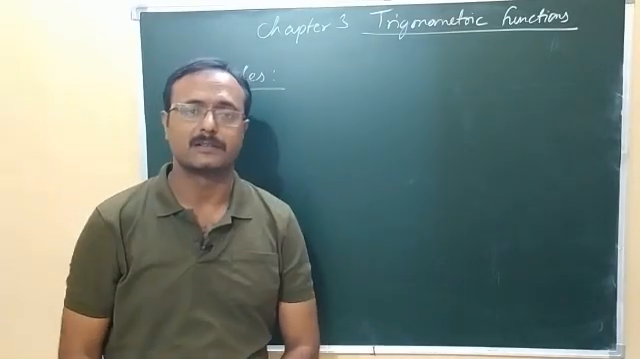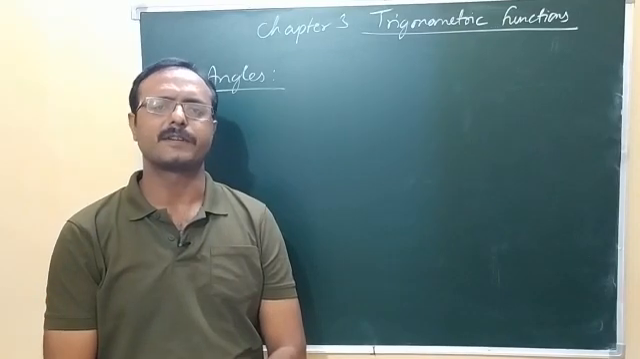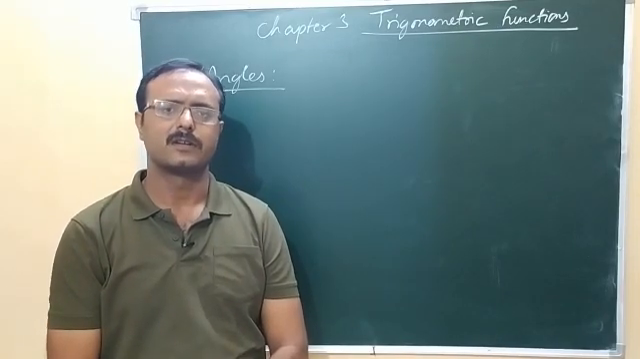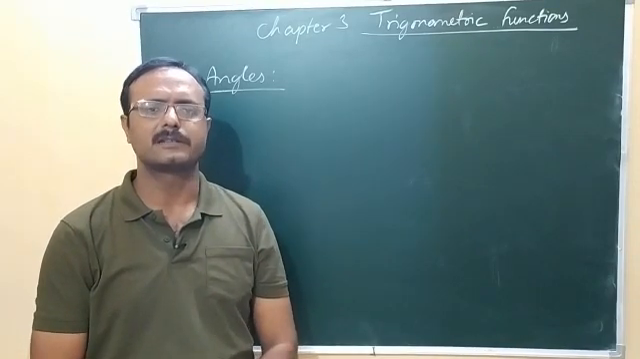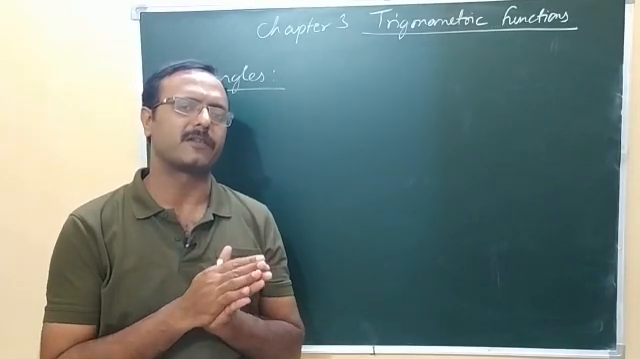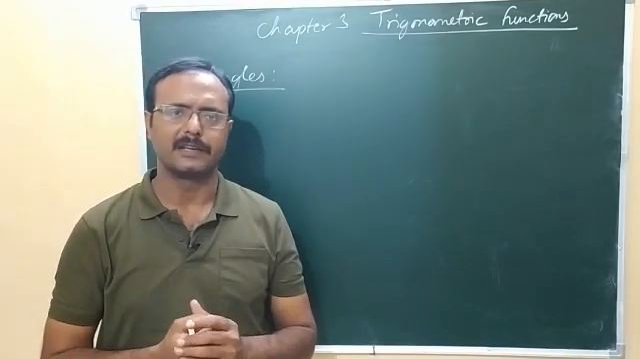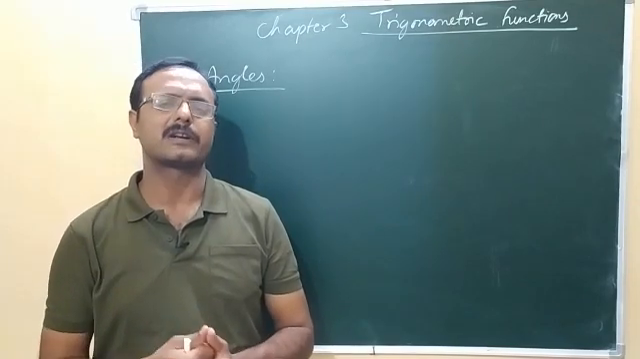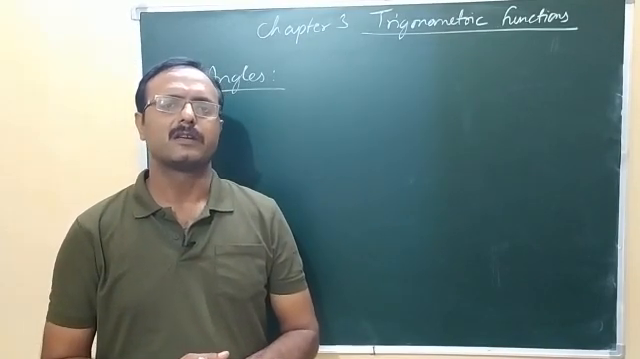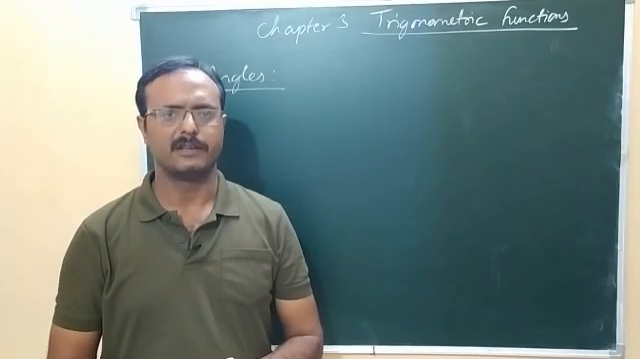So what is an angle? It is the amount of rotation of an object about a fixed point. It's called an angle. There are two types of measurement of angles in trigonometry, that is degree and radian. Already you know about the degree from lower classes. In this class we will specially focus on radian.